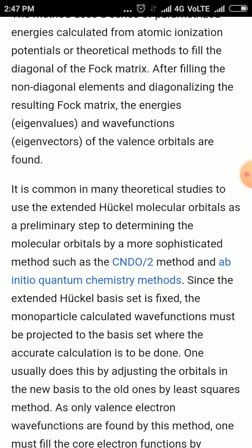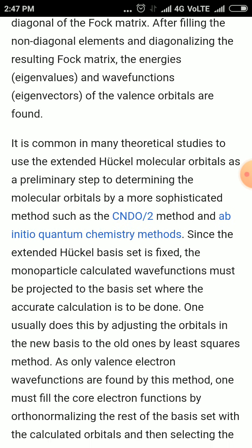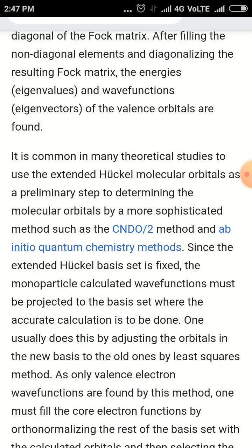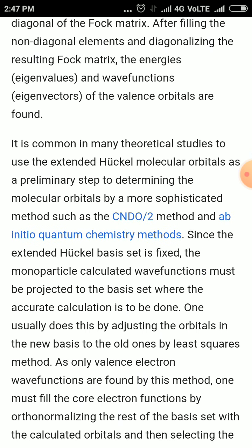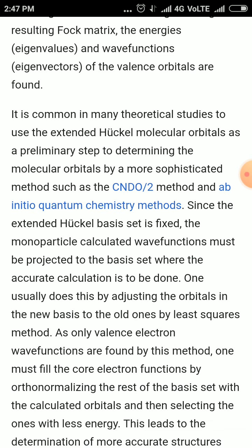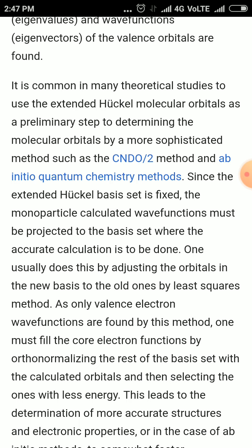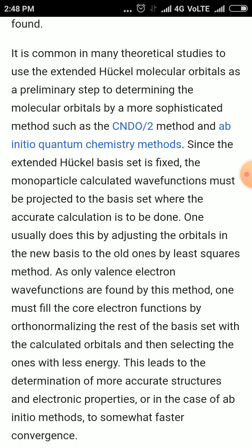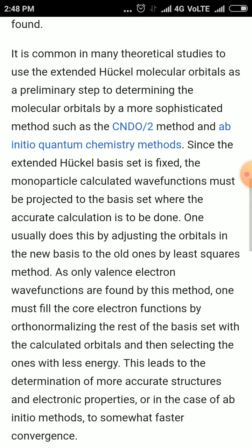One usually does this by adjusting the orbitals in the new basis to the old ones by least squares method. As only valence electron wave functions are found in this method, one must fill the core electron functions by orthonormalizing the rest of the basis set with the calculated orbitals and then selecting the ones with less energy. This leads to the determination of more accurate structures and electronic properties, or in the case of ab initio method, somewhat faster convergence.